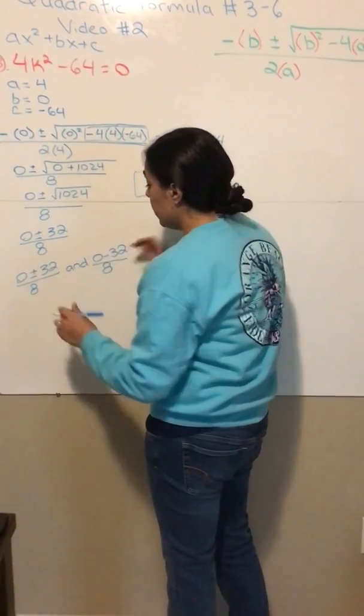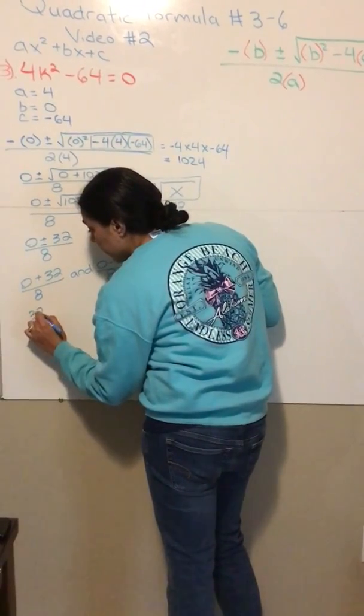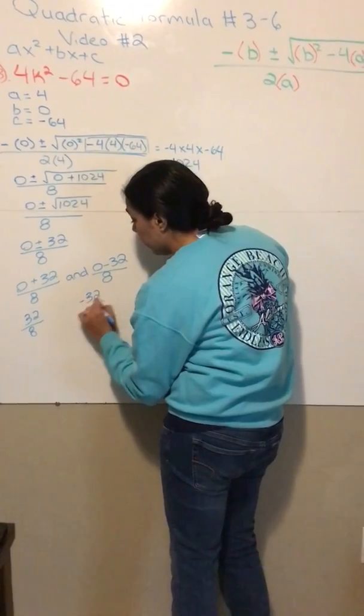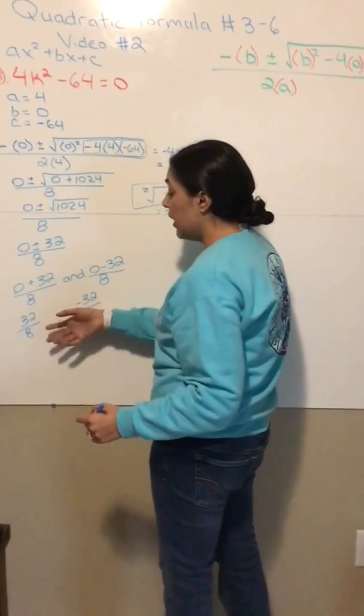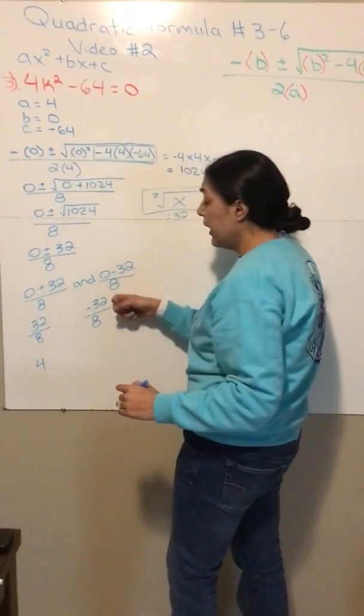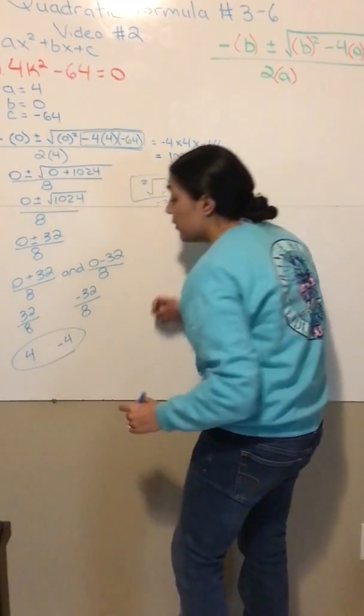Okay, well, 0 plus 32, and I wrote this wrong. 0 plus 32 is going to be 32 over 8. And over here, you're going to have negative 32 over 8. So you're going to be left with 32 divided by 8 is 4. Negative 32 divided by 8 is negative 4. So these are going to be your 2 answers.